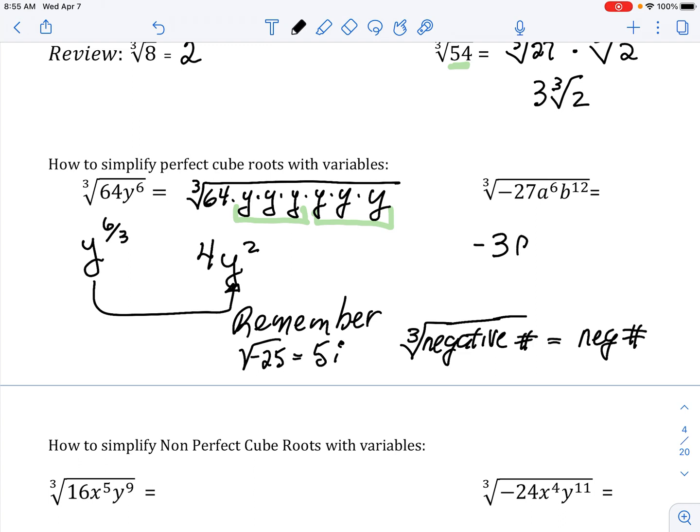Cube root of a to the 6 is going to be a squared, just like we had over here with y to the 6. Cube root of b to the 12th. So if you were to expand, you would have 12 b's. Every 3, 1 comes out. That means 4 are going to come out. You can also think of it as b to the 12 over 3, which is 4.